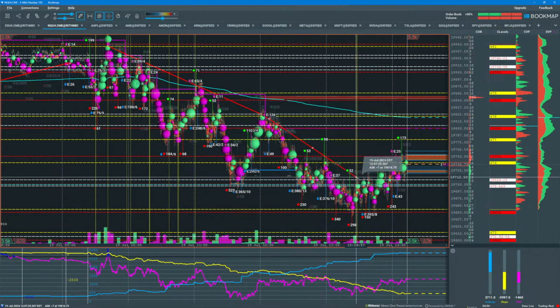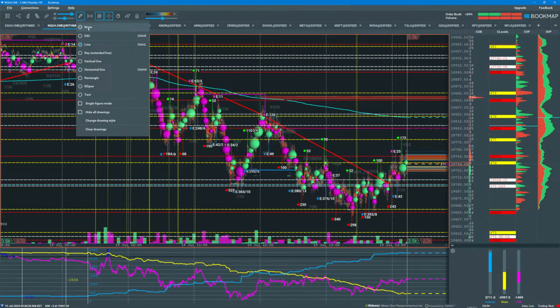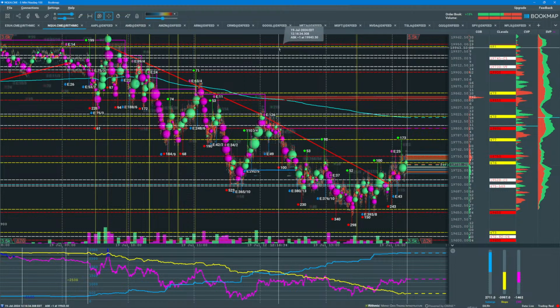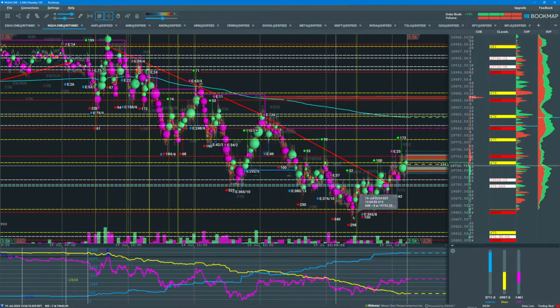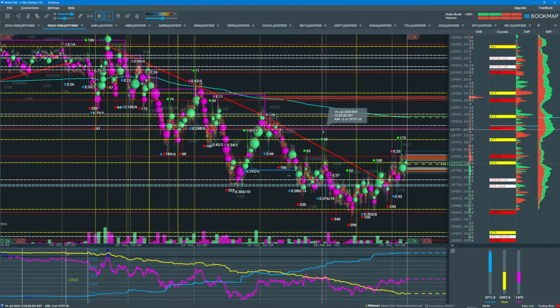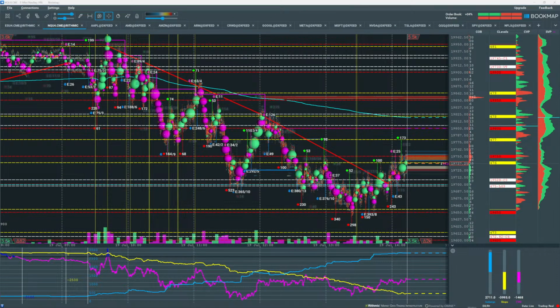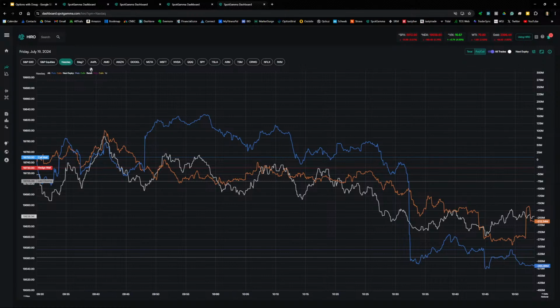Sorry, trying to edit this line. All right, so it looks like this downtrend may have been broken, as the S&P 500 found support at the 5,500 put wall. All right, let's go back to Hero now, and I'm running way behind. All right, let's move on. Let's take a look at some stocks.